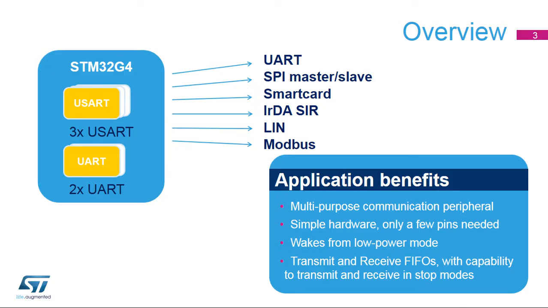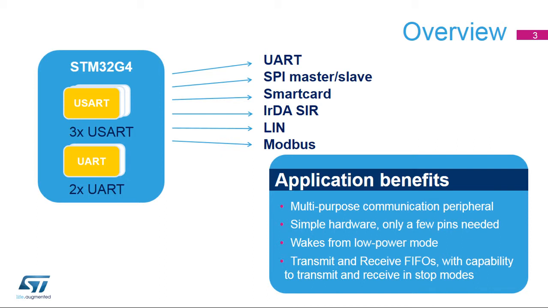The STM32G4 embeds three Universal Synchronous Asynchronous Receiver Transmitters, or USARTs, and two Universal Asynchronous Receiver Transmitters, or UARTs. The USART is a very flexible serial interface that supports asynchronous UART communication, SPI master and slave modes, smart card ISO 7816 communication, IRDA serial infrared communication, and LIN mode. It also provides certain features that are useful when implementing Modbus communications. The UART implements the same features as the USART, except support of synchronous protocols, SPI, and smart card.